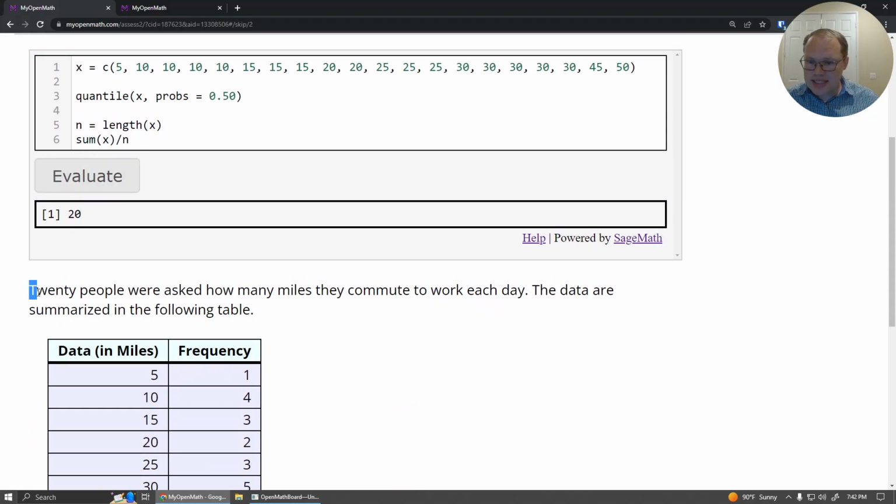And again, this is a sample because we're only talking to 20 people, and talking about how they commute to work each day. There's a lot of people that commute to work, not just these 20. We're not talking to the whole population. So this would be x bar. Okay? And we get 22.5.